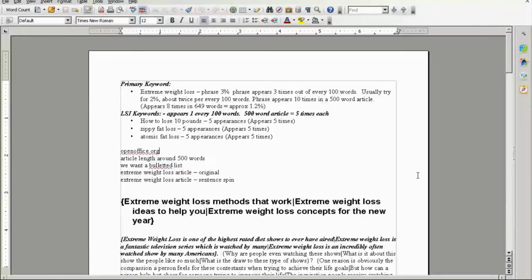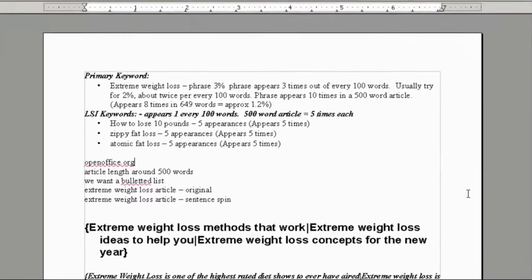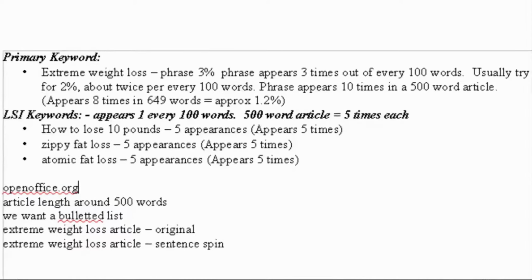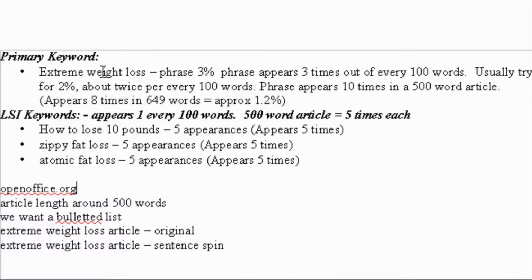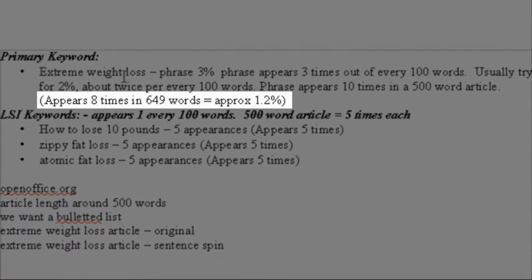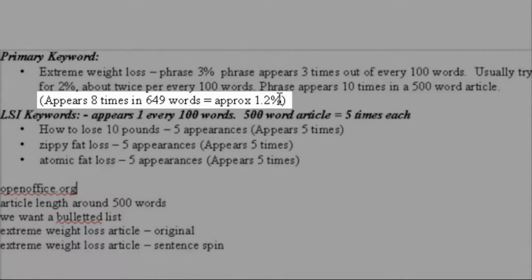But there's a few things I want to show you that I completed following the video in part 2. Originally, I had a few inaccuracies. I thought that the primary keyword, extreme weight loss, had only appeared 7 times. I've gone through, double-checked, and it actually appeared 8. So this is the percentage of incidence of that primary keyword at 1.2%. Remember, our target was 2. We didn't quite get there, but that's okay.